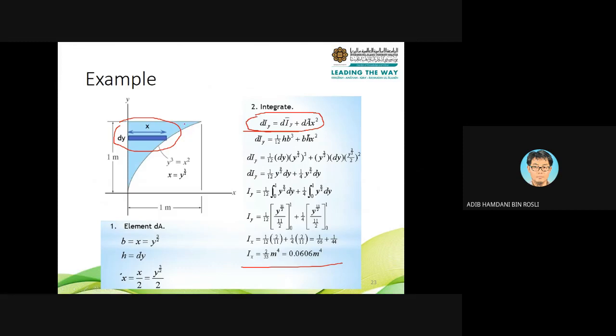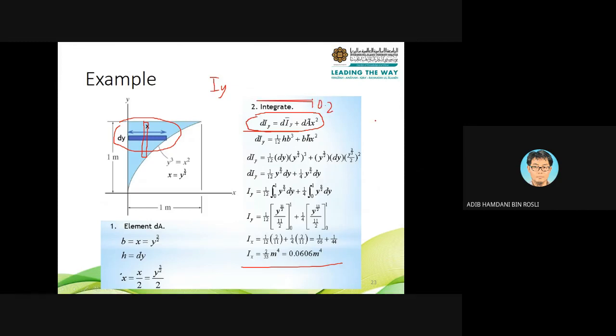Again, remember in 10.1 you cannot draw like this. If you want to find Iy, you have to draw a differential element which is perpendicular to y, not x. But again, I said actually you can do that, but you need to use the parallel axis theorem in 10.2.